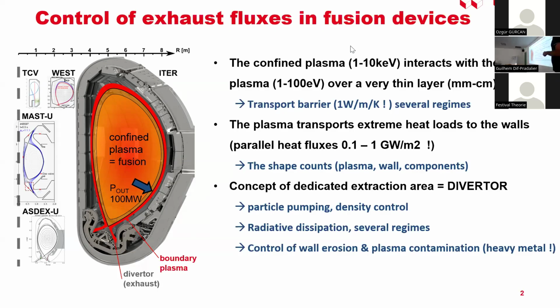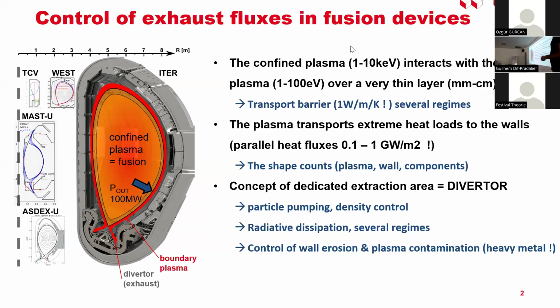And of course, as was explained, there are several regimes: low confinement mode, high confinement mode. Over this very thin layer, you get a tremendous flux of power and particles arriving at the wall. About 100 megawatts cross this boundary layer and eventually fall on the wall. If you don't mitigate them, you get parallel heat fluxes along field lines in the range of 100 to 1,000 megawatts per square meter. You burn everything. Even if you try to cool the components, they will burn.